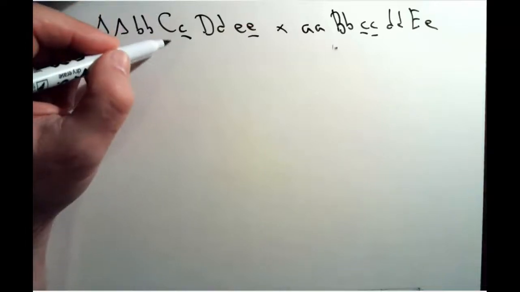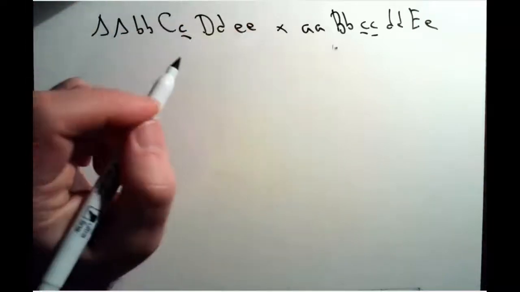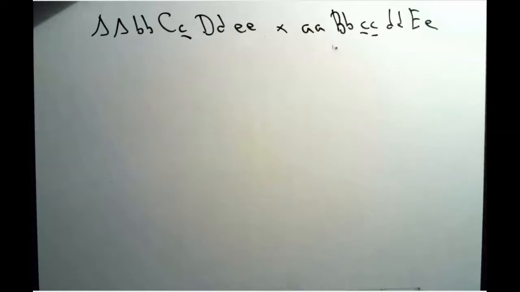So we had a 5-gene cross. Now you'll see when letters are the same, I underline them. That's so that we don't get them confused. This is a tip I usually pass on in class.